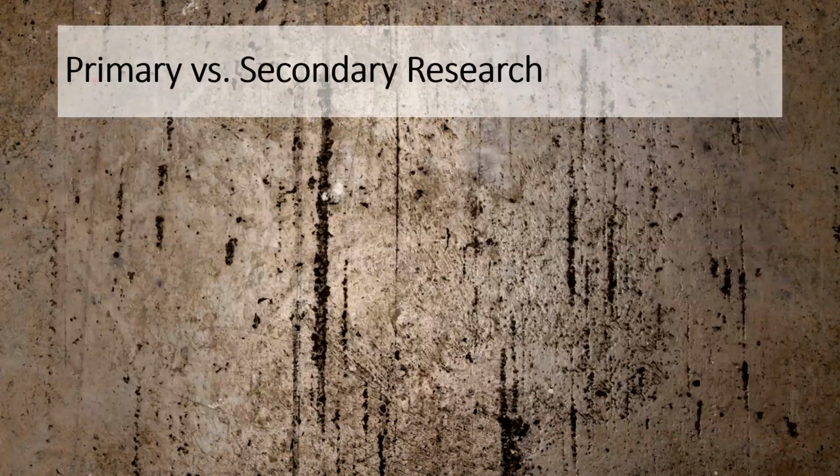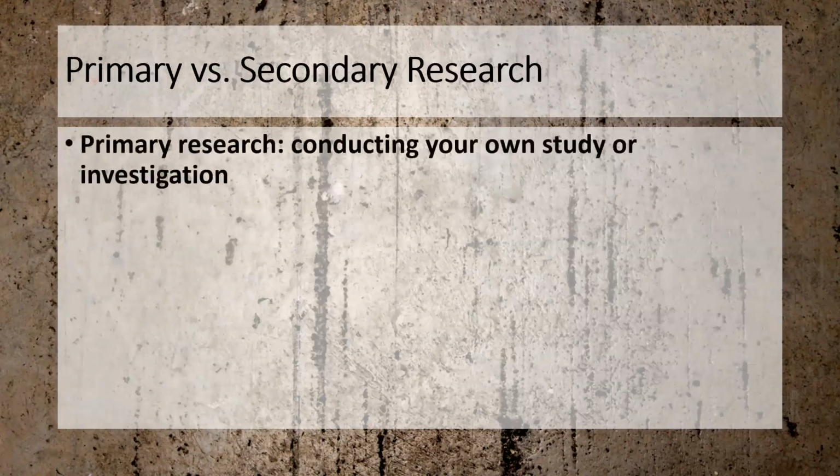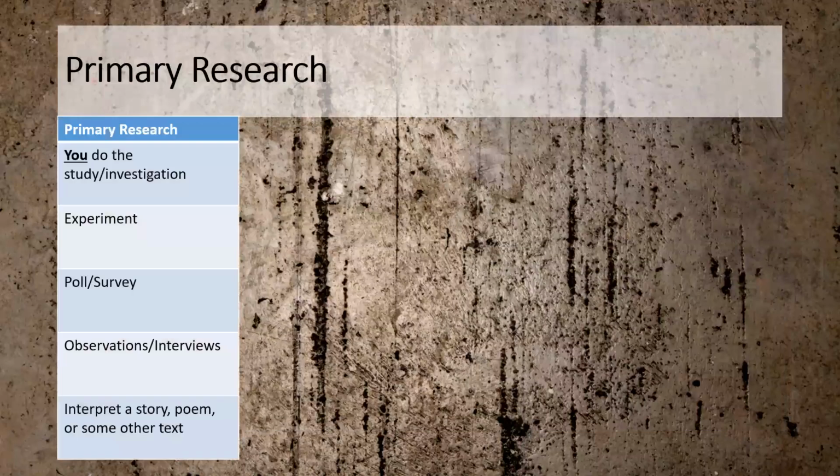Now I want to switch gears and think about two different types of research and sources, primary versus secondary research. Primary research is when you are conducting your own study or investigation. So an example of primary research would be if you conduct an experiment, or if you go out and do a survey or poll a population, if you go out and you conduct observations of a certain population or interviews, or if you are interpreting a text on your own. So let's say you are just interpreting a short story on your own and there's no outside research. Technically, that's kind of primary research. Your primary research is your own unique interpretation of one given text.